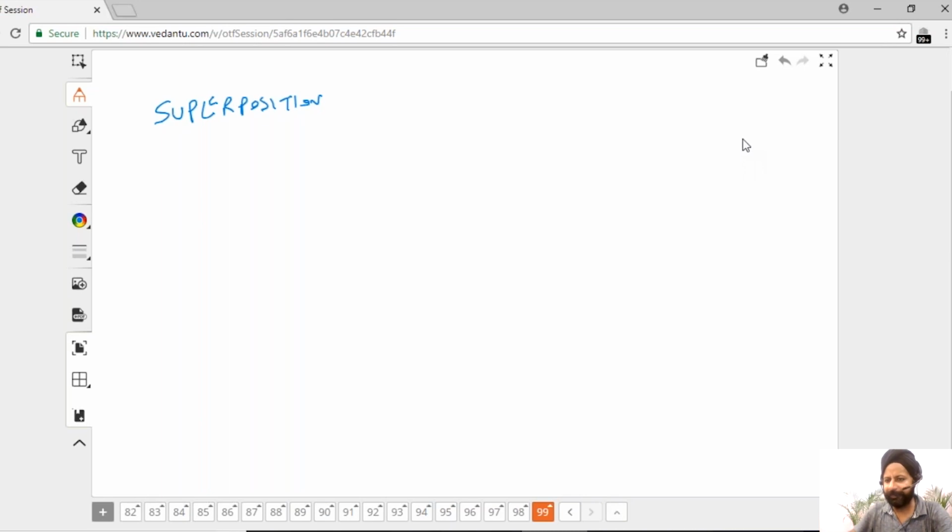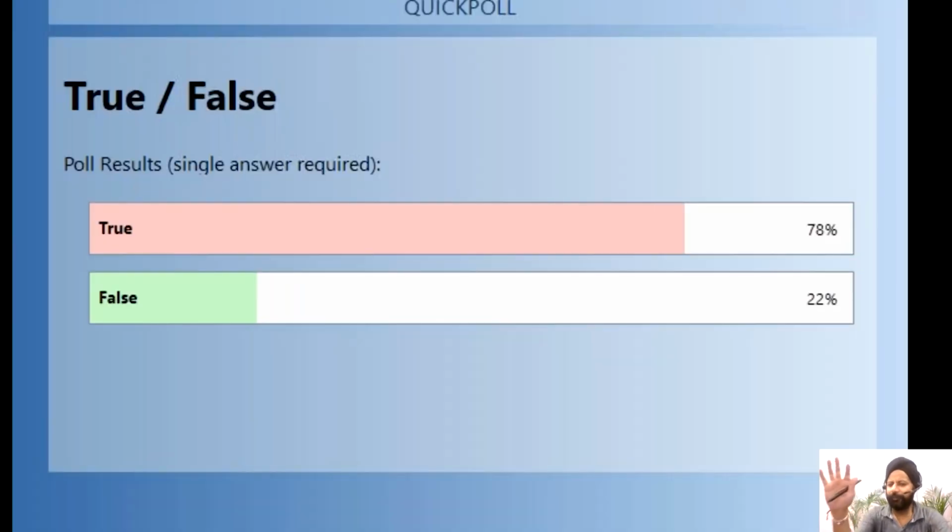Only the poll will tell me, because many students don't actually speak in the class. There are only 4 or 5 students speaking usually. Do you understand superposition? Yes or no? In gravitation you've studied, we have done it in electrostatics, we have done it in many places so far, and I'll explain it to you in electrostatics also.